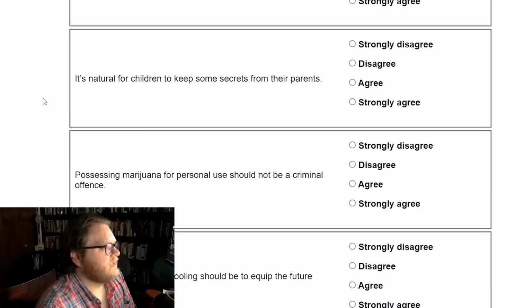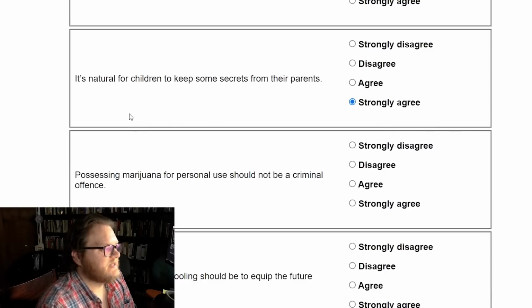Now, should that physical force be a strike? I would avoid that, but very situational. I would lean against it, but there are times when some amount of physical force is needed in order to deter bad actions from a child. Any parent would understand this. It's natural for children to keep some secrets from their parents.